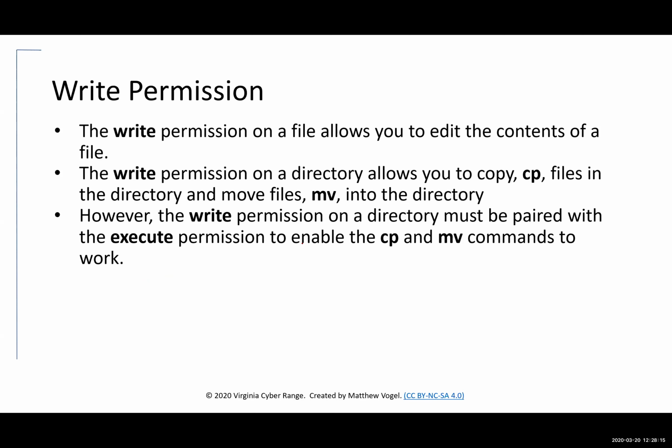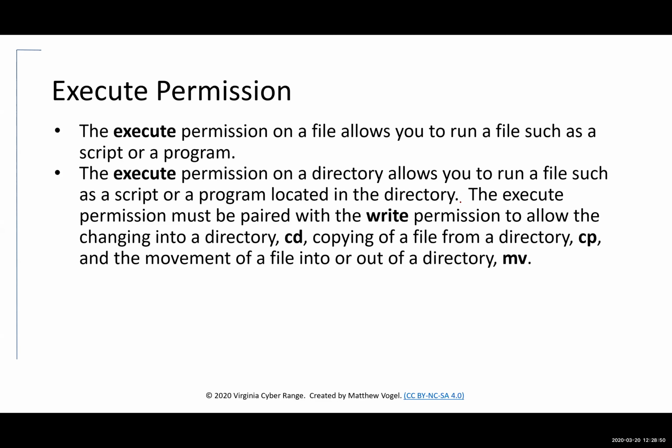Write permission allows you to edit the contents of a file. So if I have write permission on a file, I can modify the contents. Write permission on a directory allows you to copy files in the directory and move files into the directory. However, the write permission on a directory must be paired with the execute permission to enable cp and mv commands to work. So you've got to have write and execute in a directory in order to move files and copy files. And again, we're going to talk about copying and moving files soon.